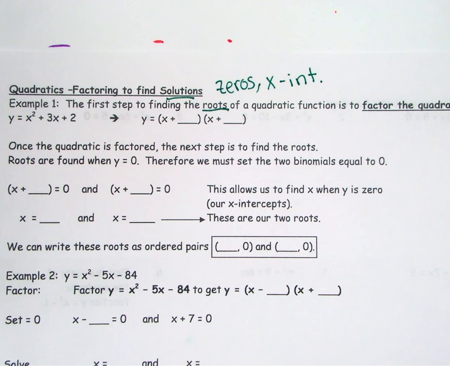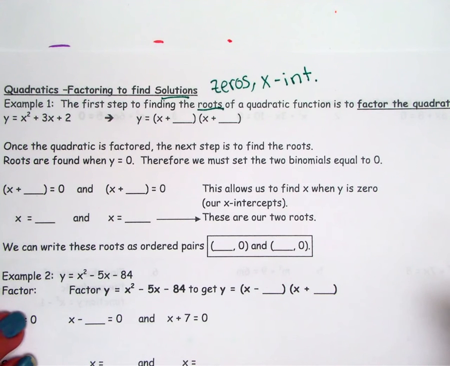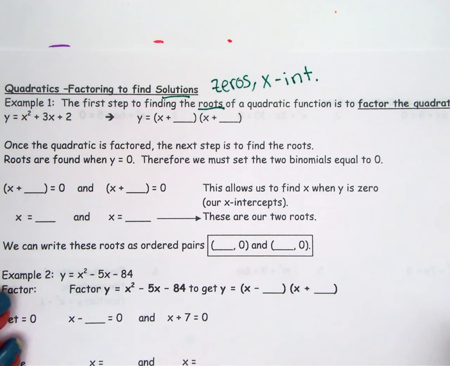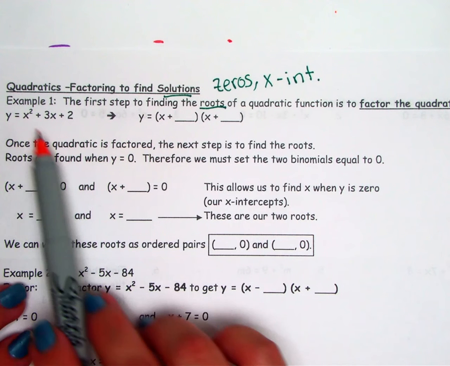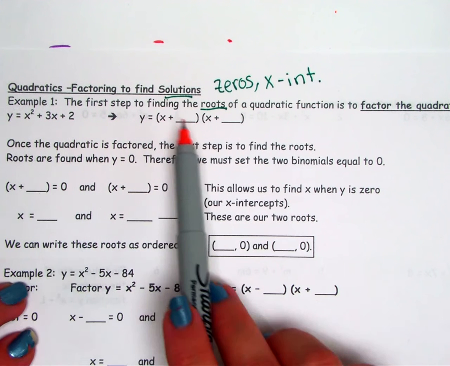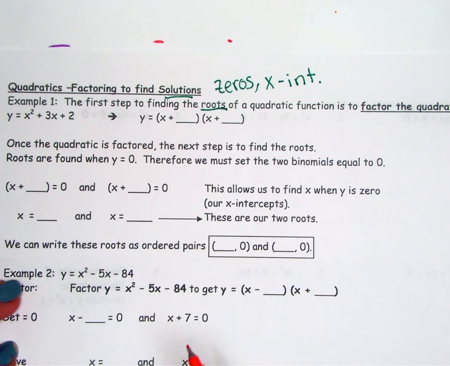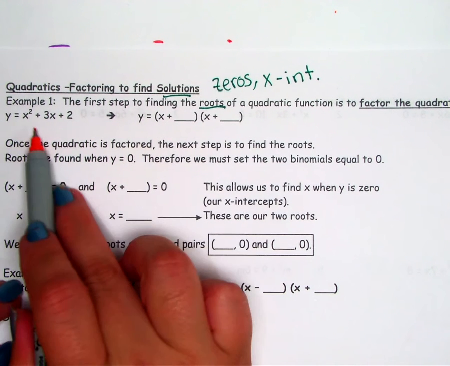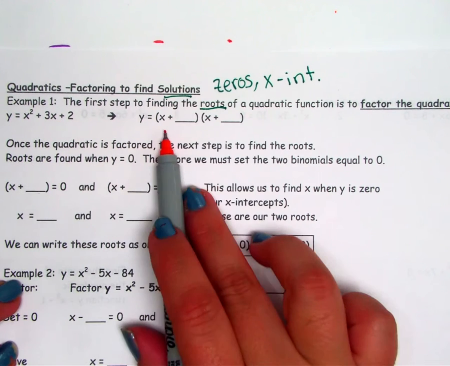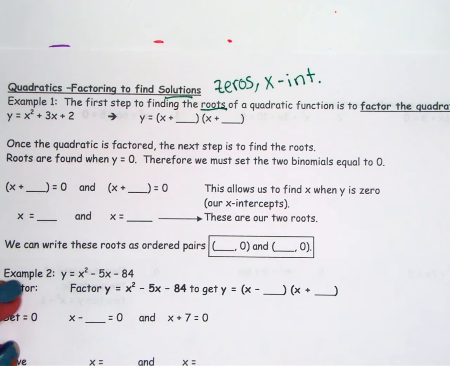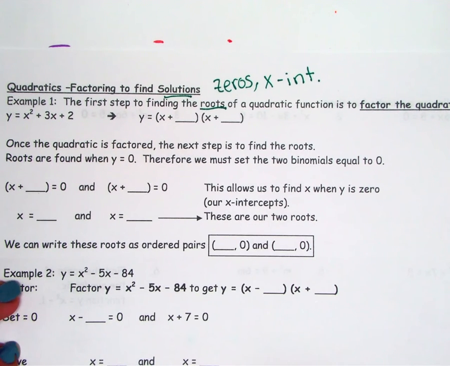So let's look at this first example. The first step to finding roots of a quadratic equation or function is to factor the quadratic out. And what we mean by factor the quadratic is we mean to take this and set it into 2 equal binomials or 2 sets of parentheses. Because it's a positive positive, you're going to have a positive positive in your binomials. Now it's like a puzzle.